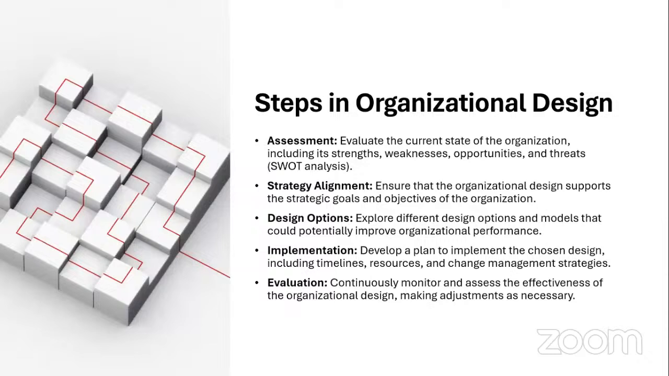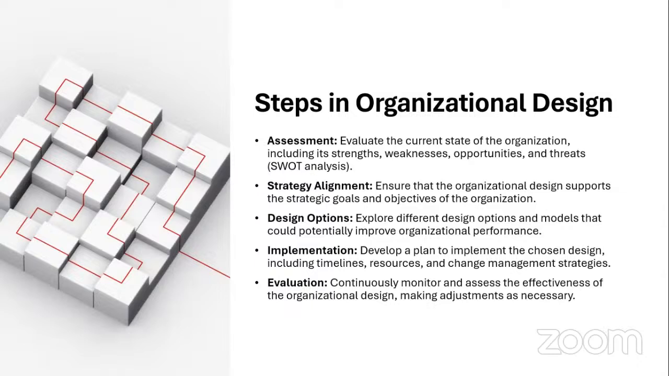Now, what are the steps in organizational design? You have assessment, alignment, design options, implementation, and evaluation. By assessment, you are evaluating the current state of the organization, including its strengths, weaknesses, opportunities, and threats. So when you are designing an organization, remember this, please. We want to make room for effectiveness and efficiency. And by making room for effectiveness and efficiency, it will rub off on productivity, profitability, resource optimization, and every other thing.